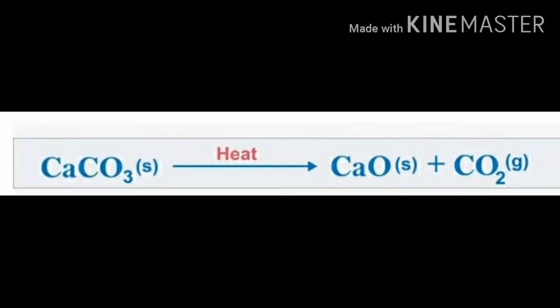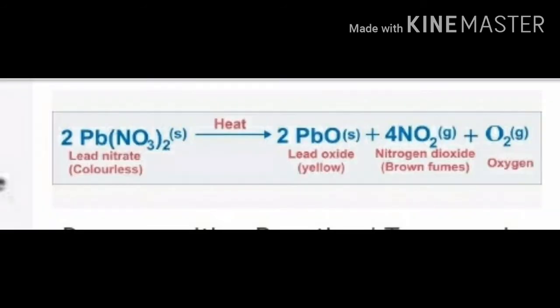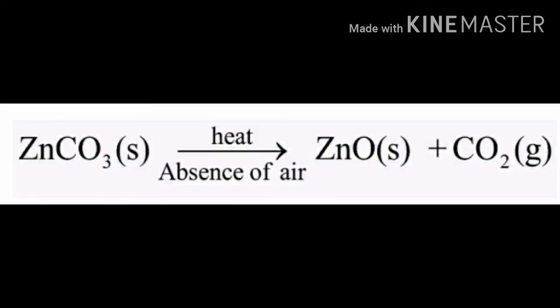When calcium carbonate is heated, it decomposes to form calcium oxide, and carbon dioxide gas is evolved. When lead nitrate is heated, it decomposes to form lead oxide, nitrogen dioxide, and oxygen. When zinc carbonate is heated, it decomposes to form zinc oxide and carbon dioxide.